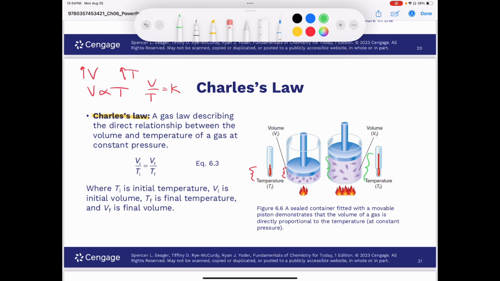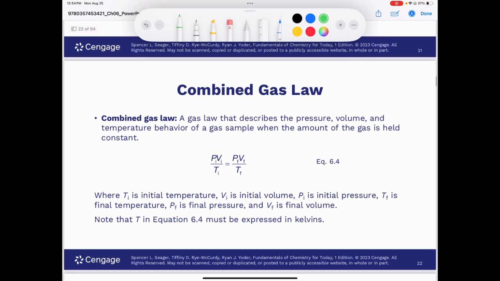So again, Boyle's law is the relationship between pressure and volume, and Charles' law is the relationship between volume and temperature. The next law is a combination of both Boyle's law and Charles' law called the combined gas law, a gas law that describes the pressure, volume, and temperature behavior of a gas sample when the amount of gas is held constant, where Ti is the initial temperature, Vi is the initial volume, Pi is the initial pressure, and the ones with F are all the finals.